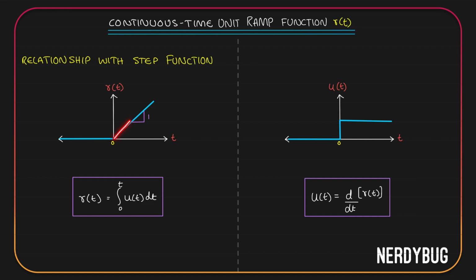What you have here is a line with slope 1. If you differentiate it, what you get will be the slope, which is 1. So that means you should get 1 everywhere, exactly what you're getting in u(t). So u(t) is d/dt of r(t), and consequently, r(t) will be the integral from 0 to t of u(t).